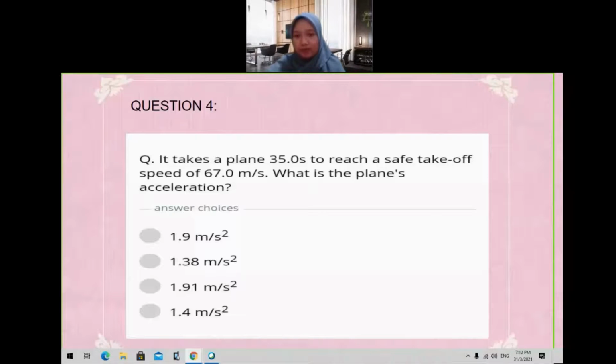Wait, teacher. Okay, I got the answer. The answer is 1.91 meters per second squared. Is it correct? Yes, that's correct. Congrats, Kausa.